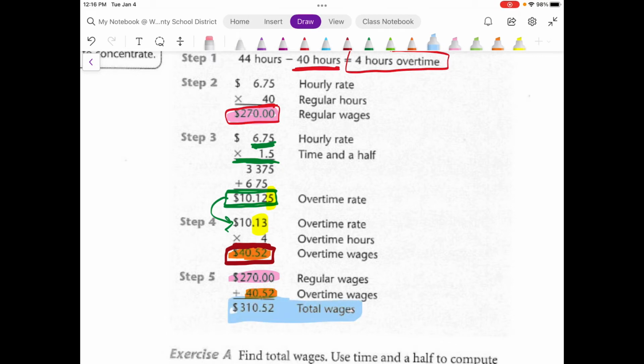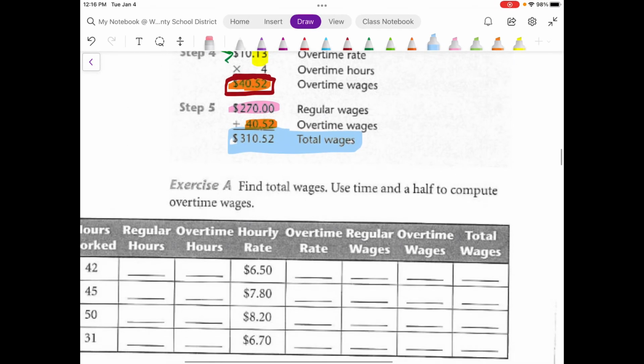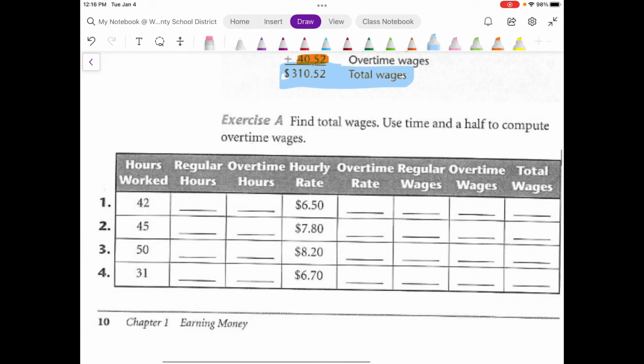Okay, and that's what you're going to be doing in this table. So just kind of fill in the different columns. That's going to help you out.